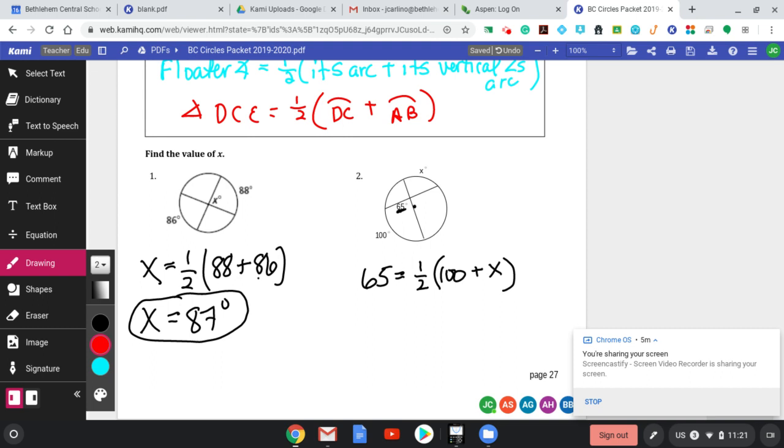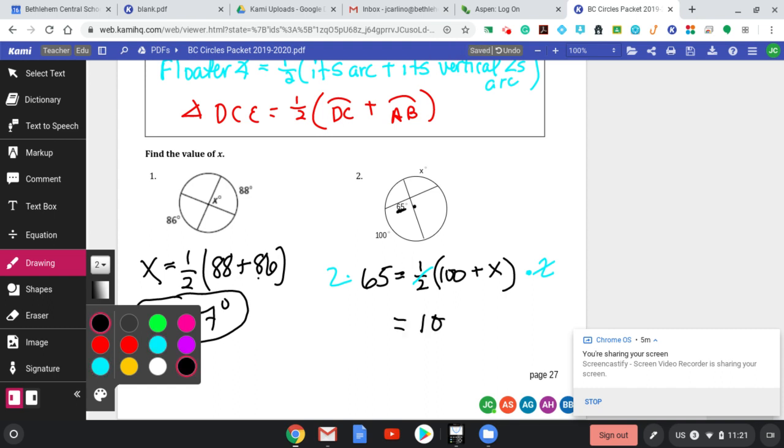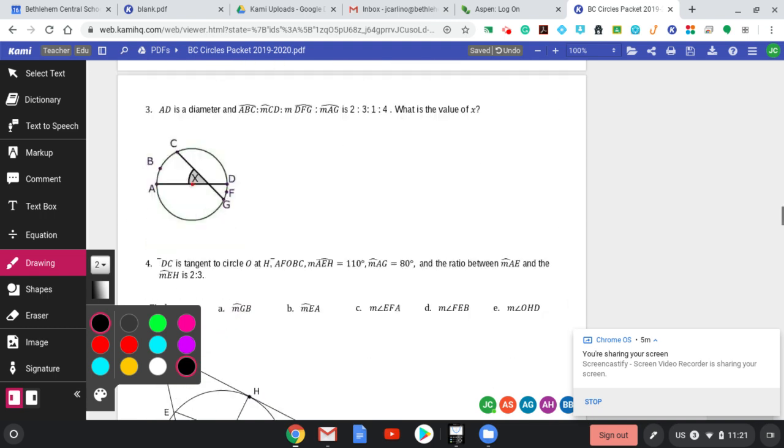So what I'm going to do instead is multiply both sides by 2, because that gets rid of the 1/2. And if you want to distribute the 1/2, feel free, kids. So that leaves me with 100 plus x, and on this side, I have 130. Move the 100 over. That missing arc, x, is 30 degrees. All good? 30 degrees. Moving on.